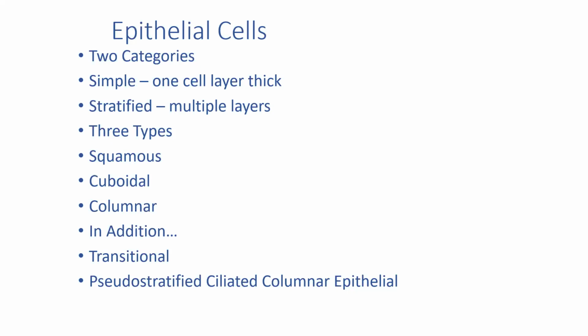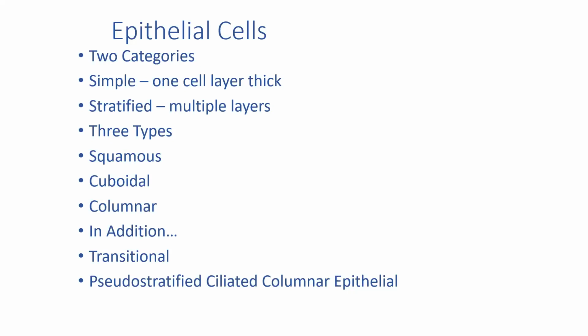We also have 2 ringers. We have transitional epithelium. We find that in our urinary bladder, in our ureters, and in our urethra. We say it's transitional because when it's at rest, it looks like columnar cells, but when the bladder expands and fills up with urine, goes from something the size of a walnut to the size of a grapefruit, it looks like squamous cells. And then when the bladder empties, it shrinks back down to the size of a walnut, the cells look like columnar cells again.